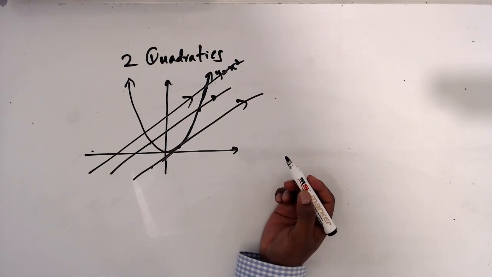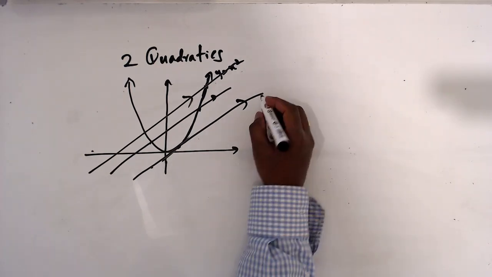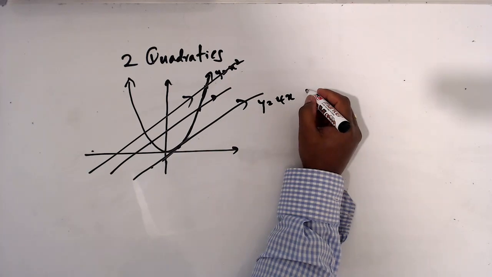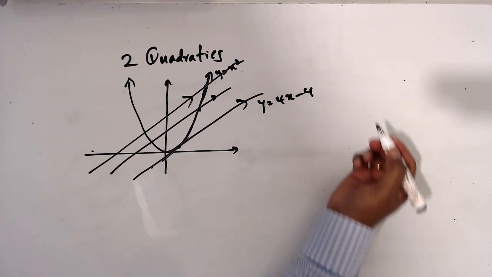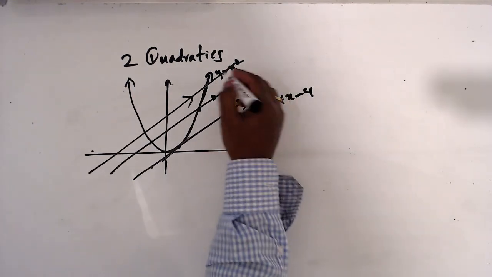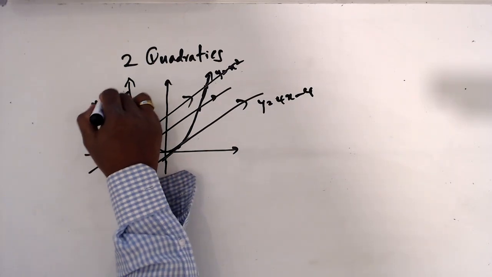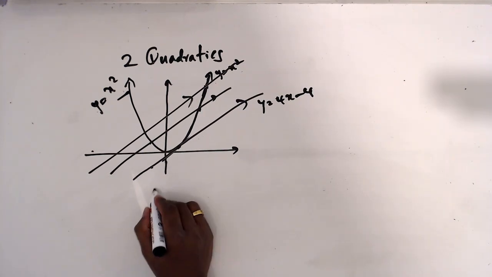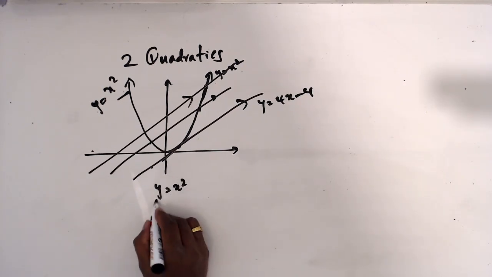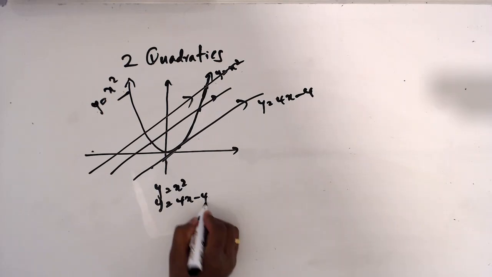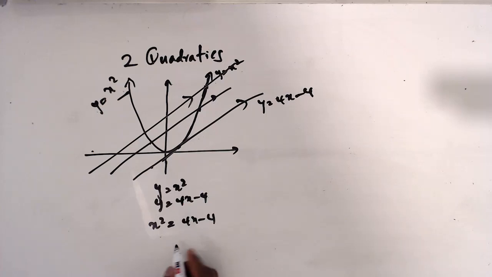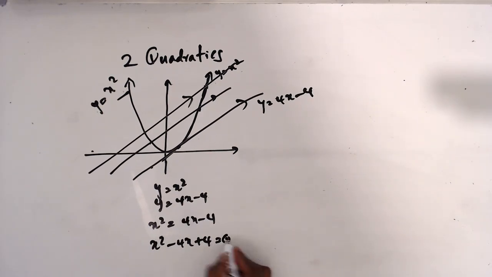So for example, we'll discuss y equals 4x minus 4, and this curve is y equals x squared. Now let's solve y equals x squared and y equals 4x minus 4. Then x squared equals 4x minus 4, and x squared minus 4x plus 4 equals 0.